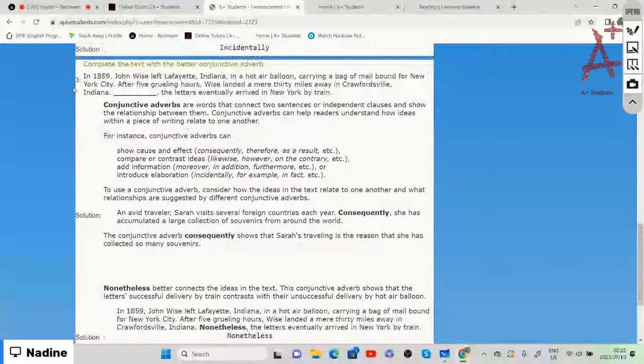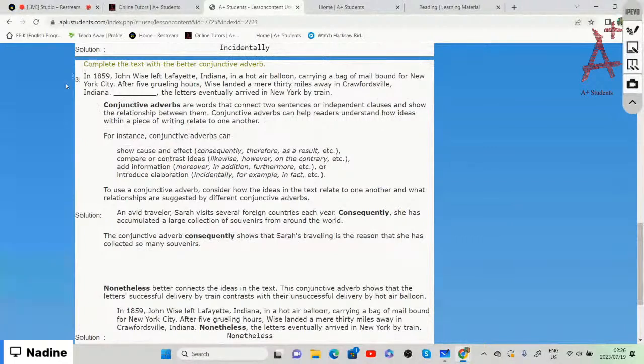In 1859, John Wise left Lafayette, Indiana, in a hot air balloon, carrying a bag of mail bound for New York City. After 5 grueling hours, Wise landed a mere 30 miles away in Crawfordsville, Indiana. Blank, because we're going to put our conjunctive adverb in there. The letters eventually arrived in New York by train, right?